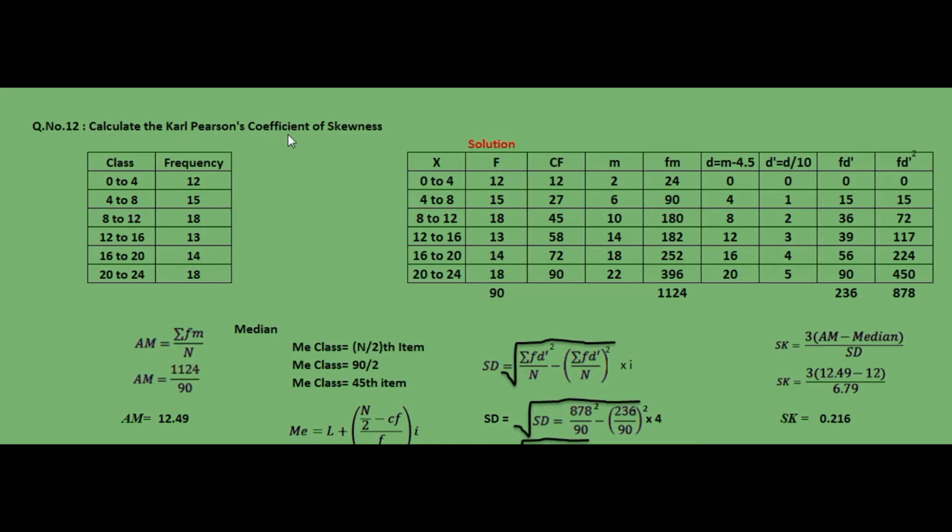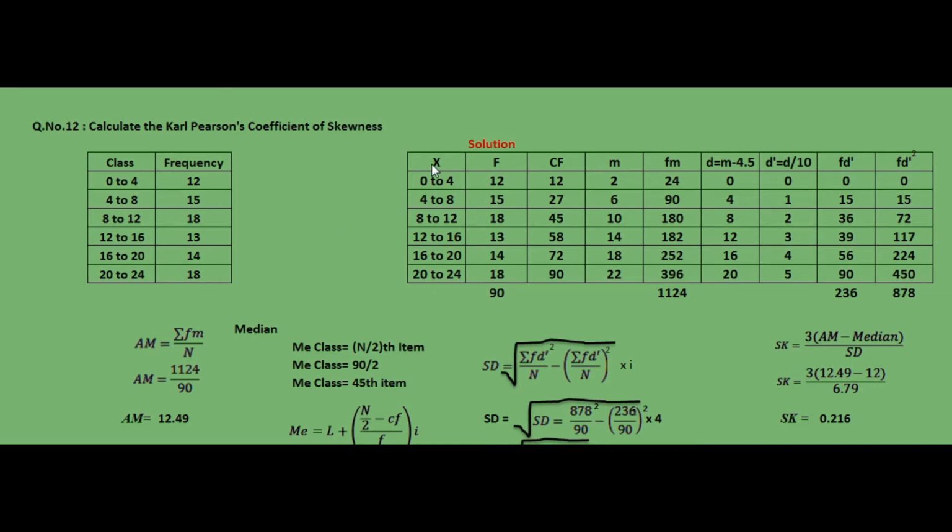Question number 12. Calculate the Karl Pearson's coefficient of skewness. Classes are 0 to 4 up to 20 to 24. The class interval is 4 here. 0 to 4 means the class interval is 4, 4 to 8 means the class interval is 4. Frequencies are like this, 12 to 18. Keep the same class and frequency, x and f.